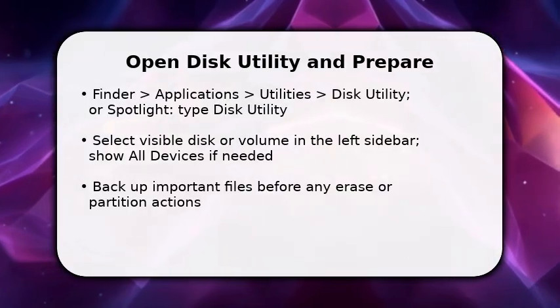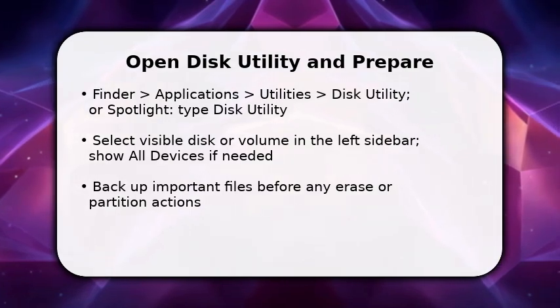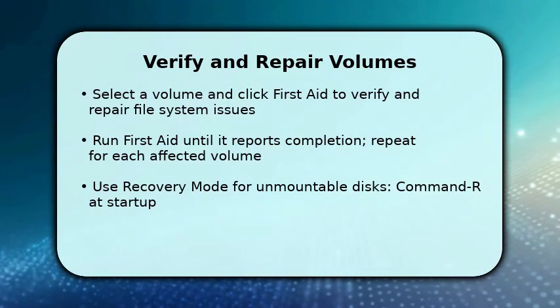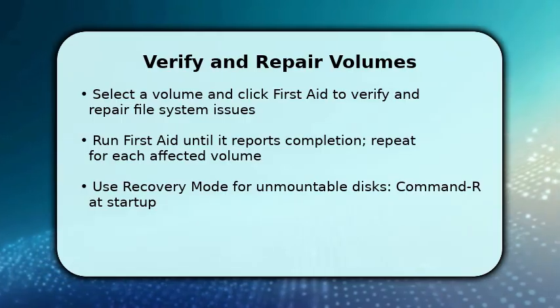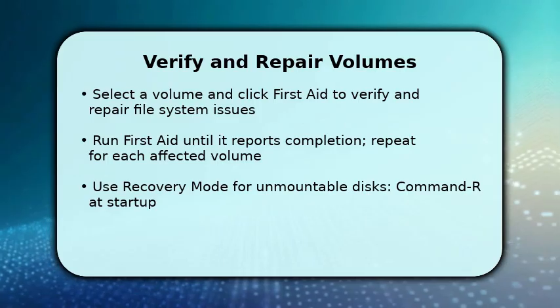You'll run First Aid to check and fix file system problems. Select the volume and click First Aid, then Confirm. The tool runs diagnostics and attempts repairs. If it returns issues fixed, rerun to ensure stability.